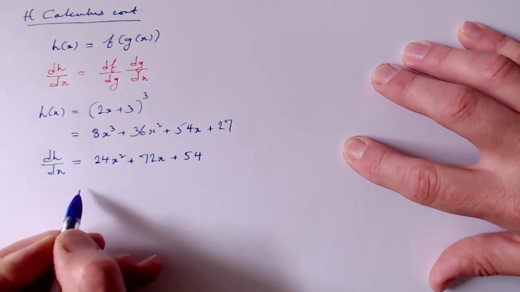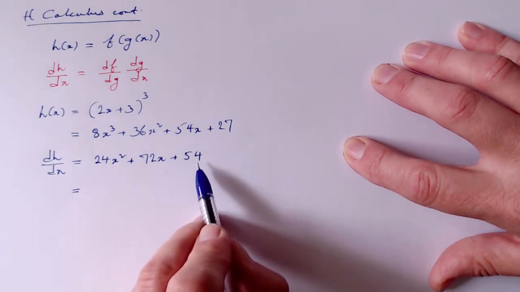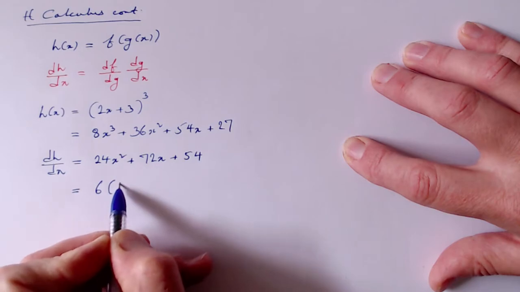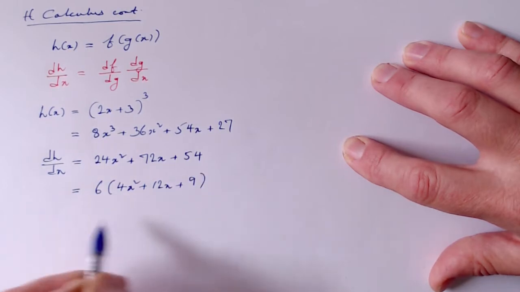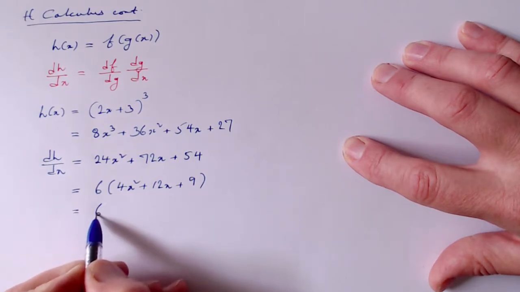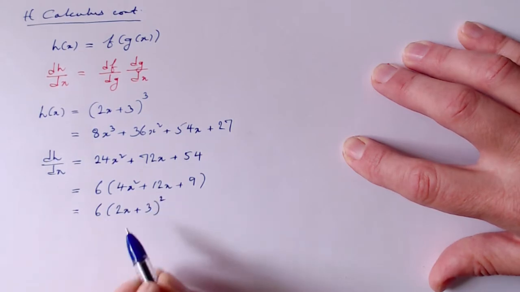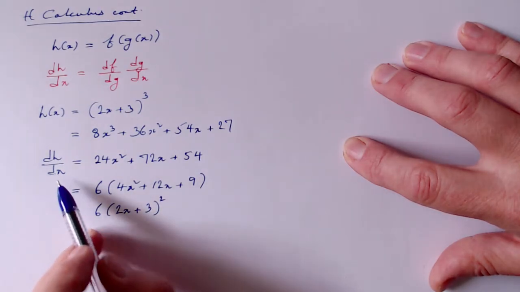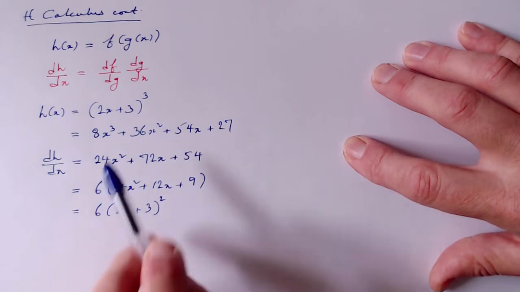It's quite messy. We can factorize this. We have a common factor of 6. So I have 4x squared plus 12x plus 9. And then, miraculously, we notice that this itself can be factorized. And it is, in fact, (2x plus 3) all squared, because I get 4x squared plus 12x plus 9. So the derivative is this very neat result, 6 times (2x plus 3) all squared, given this original function.